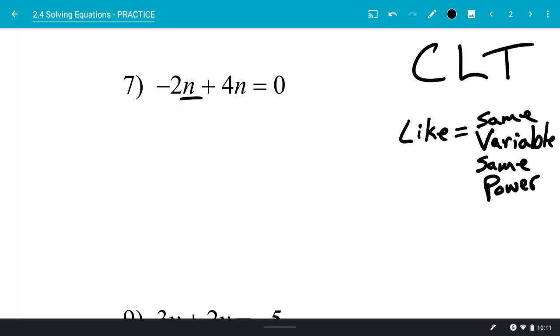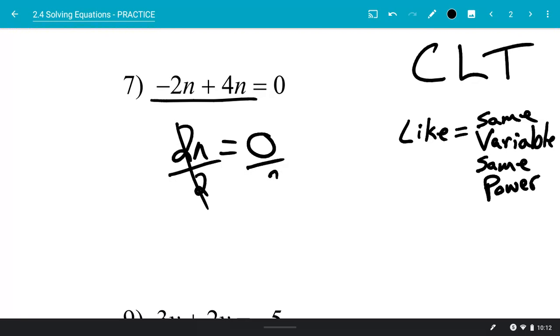Here I have an n and an n. I can put those together. Negative 2 plus 4 is, oops, I'm sorry, is a 2n equals 0. Now that I've combined them, I'm back to a one-step equation, right? That's 2 times n, so I'll do the opposite of times, which is divide. 0 divided by 2 is 0. Cool.